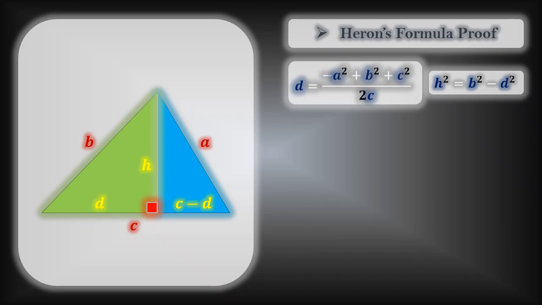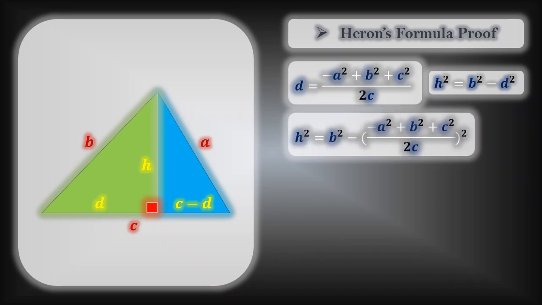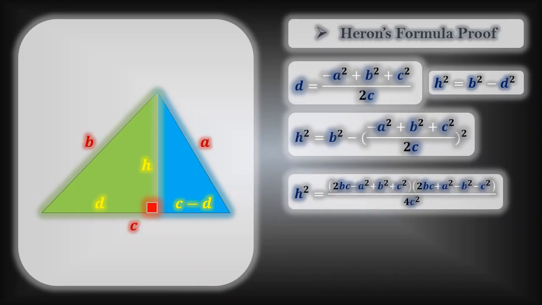Substituting the value of d into this equation gives h squared is equal to b squared minus ((negative a squared plus b squared plus c squared) divided by 2 multiplied by c) squared. This is a difference of two squares that can be factorized. So we obtain h squared is equal to (2 multiplied by b times c minus a squared plus b squared plus c squared) multiplied by (2 times b times c plus a squared minus b squared minus c squared), all divided by 4 multiplied by c squared.